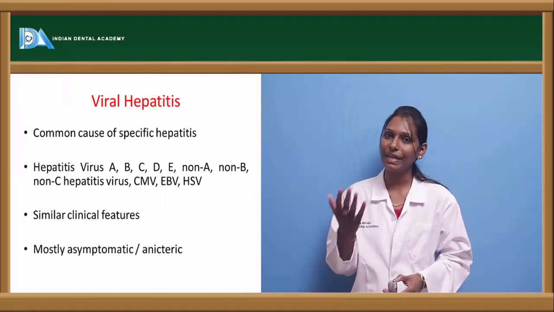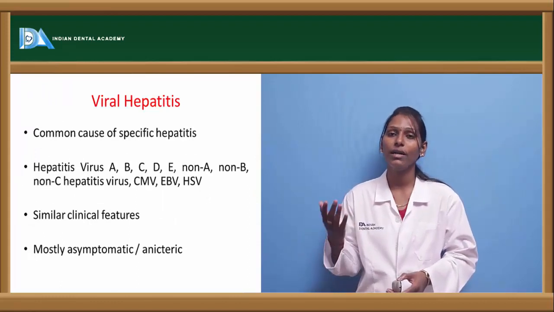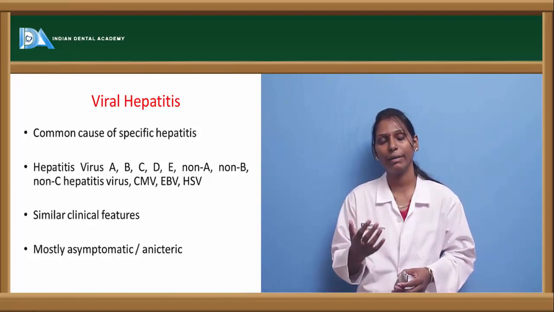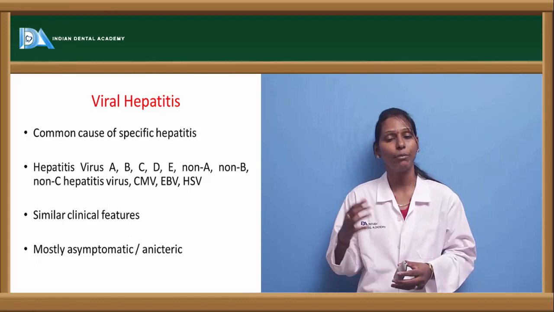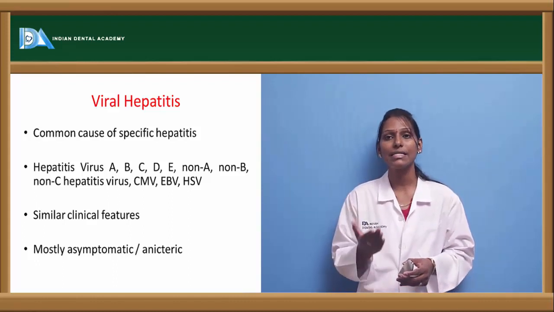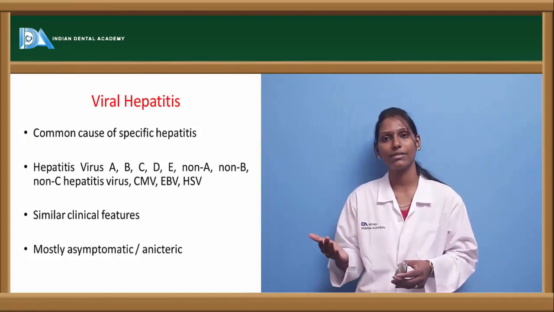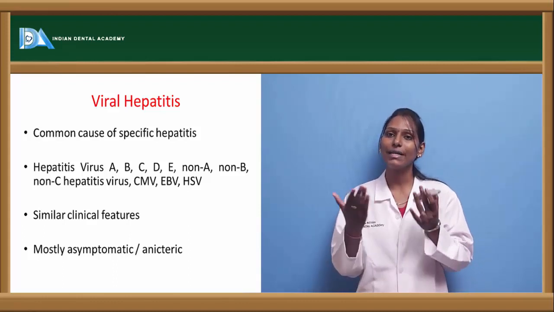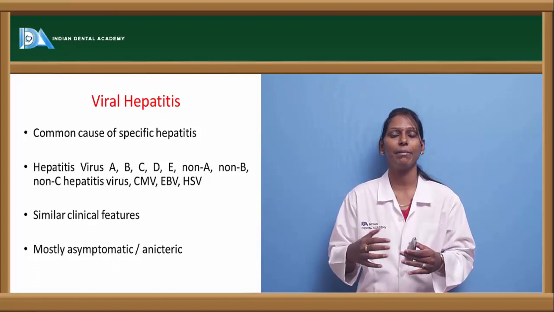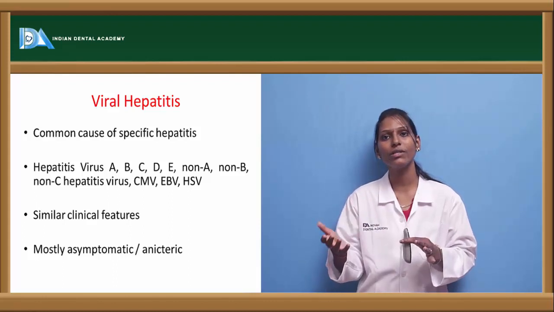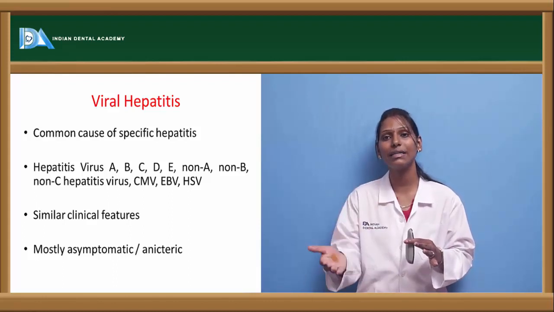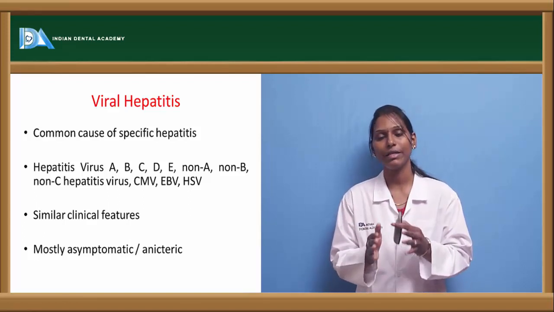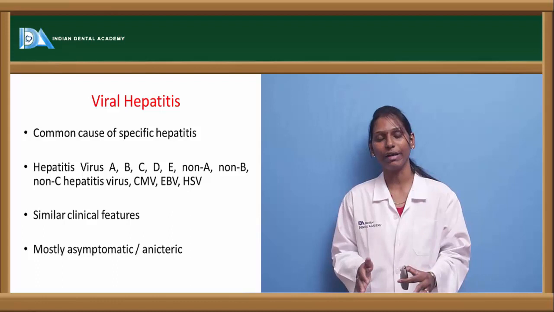As I already told, there are various causes or etiological factors for hepatitis. One most common cause of hepatitis is viral hepatitis. Among this viral hepatitis, hepatitis A, B, C, D, E viruses are the most common causes. We might think hepatitis A, B, C, D, E belong to the same family, but they are only named so because these viruses result in hepatitis. All 5 viruses do not belong to one single family. They belong to different families of viruses.